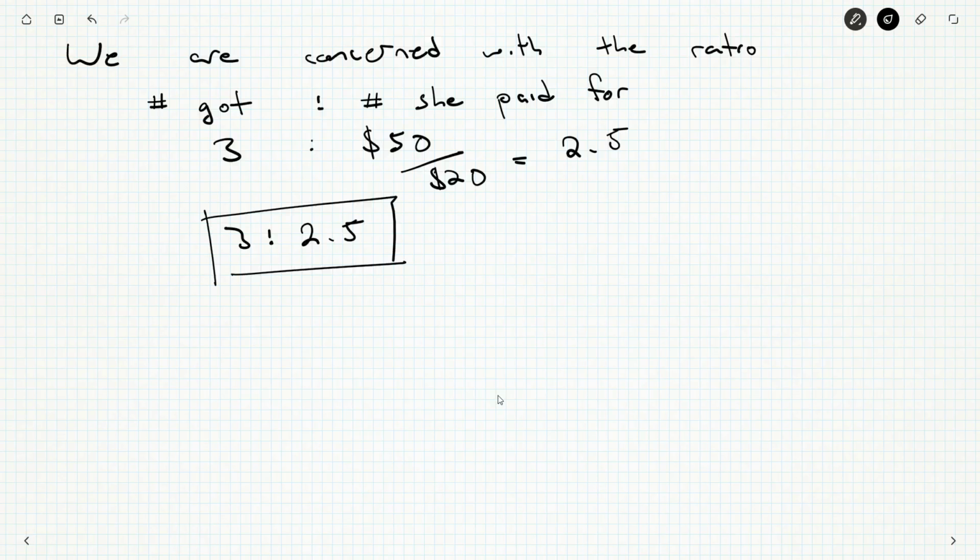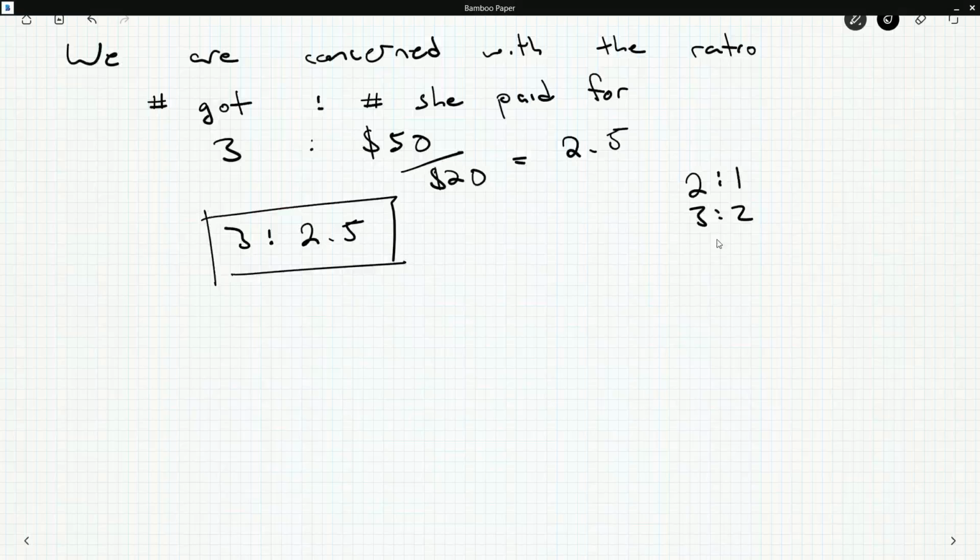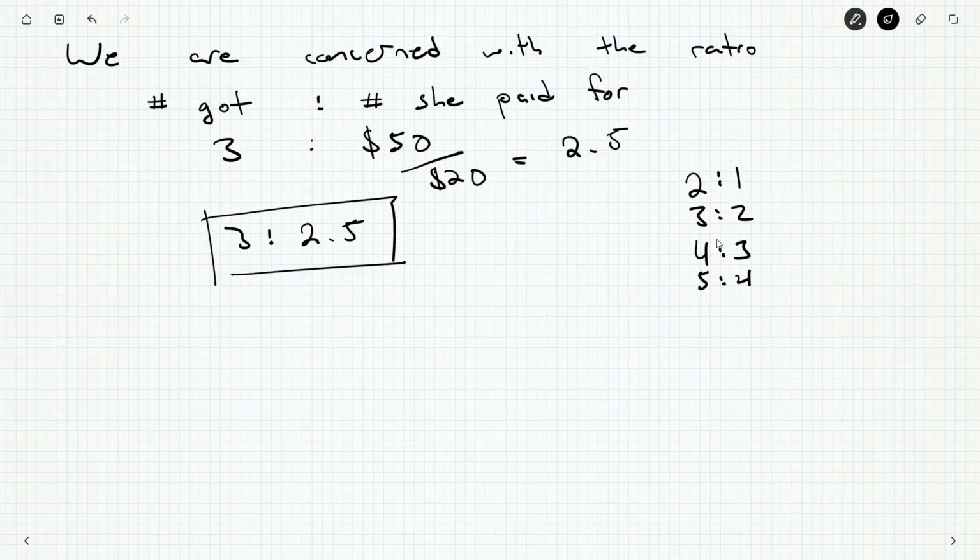Now this is equivalent to one of these: 2 to 1, 3 to 2, 4 to 3, 5 to 4, or 6 to 5. If none of these answers immediately jumps out at you, that's okay. To me, it immediately jumps out. It's going to be 6 to 5. I just double the 2.5, and you get 5. And you have to double the 3 to maintain the ratio, and you get 6.